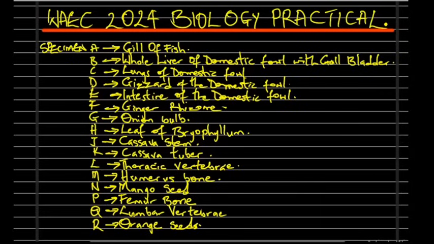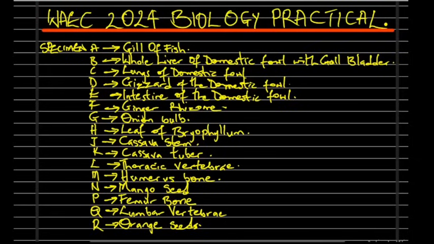Specimen J is cassava stem. Specimen K is cassava tuber. Specimen L is thoracic vertebrae. Specimen M is humerus bone. Specimen N is mango seed. Specimen P is femur bone. Specimen Q is the lumbar vertebrae, while specimen R, which is the last specimen, happens to be the orange seeds. So we'll be picking all of these specimens one after the other. We'll be talking about them with probable questions that we'll be coming across in our practical examination. So without wasting much of our time, let us dive straight into it.